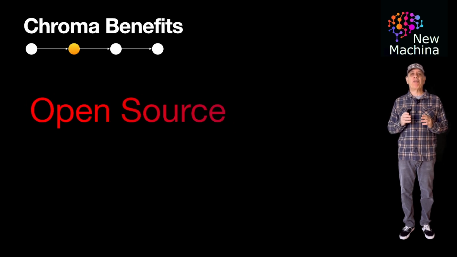Chroma is completely free and open source, making it ideal for projects where cost is a concern or for developers that prefer transparency and control. Since it's open source, it allows for customization to fit specific needs, including adding features or tweaking behavior. When using Chroma, there's no vendor lock-in.